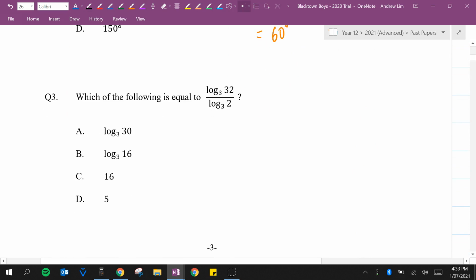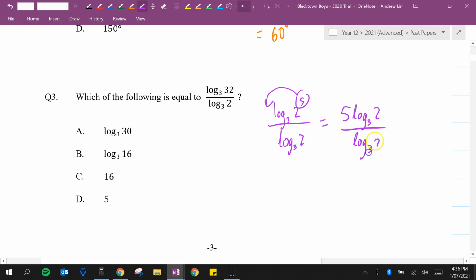Question 3. Which of the following is equal to log base 3 of 32 over log base 3 of 2? So we can rewrite the numerator as log base 3 of 2 to the power 5 over log base 3 of 2. We can use our log laws to bring the power down to the front. So we have 5 log base 3 of 2 over log base 3 of 2. These cancel each other out, so the answer is just 5.